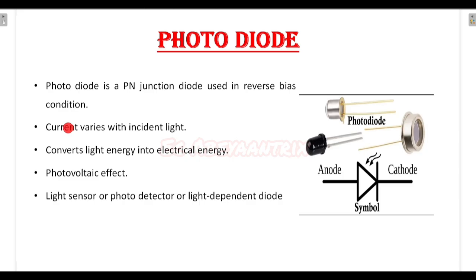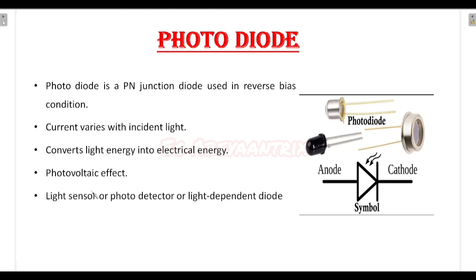That current varies with the incident light, that is, the number of photons on the photodiode. As a result, the light energy is converted into electrical energy, so this device is called a photodiode. The main working principle is the photovoltaic effect, because light is converted into electrical energy. Due to this property, it is also known as a light sensor, because it acts as a sensor also.